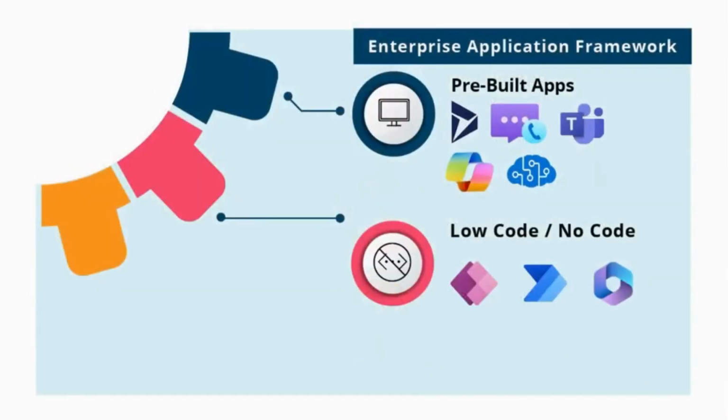And from those actual enterprise applications and from that Microsoft ecosystem, we have a bunch of different pre-built apps and the low code, no code. So you've got your Dynamics, your transcription, your Teams, your cognitive services and your Copilot, and for low code, no code, you're going to have Power Apps, Power Automate, and just Office in general.